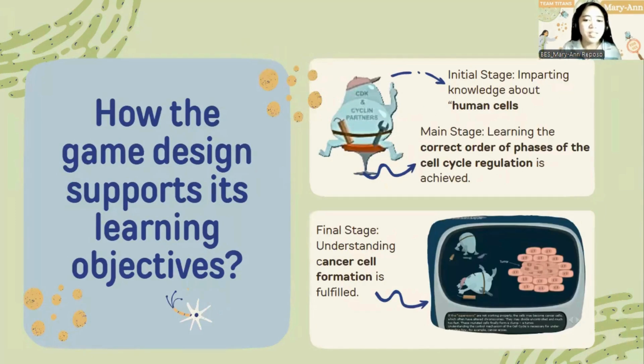Well, its learning objectives are supported first by imparting knowledge about cells' nature, cell division frequency, cell death, and cell division itself in the initial stage of the game discussion. Then, playing the game, or the main part of the game, through selecting the process of the cell cycle regulation in order. And lastly is discussion of the cancer cell formation at the final stage of the game. The game is designed through integrating all the information about cell cycle regulation.